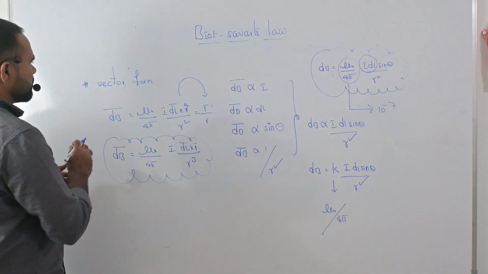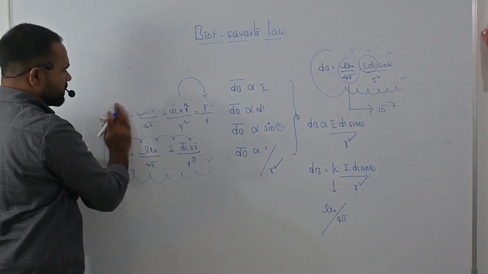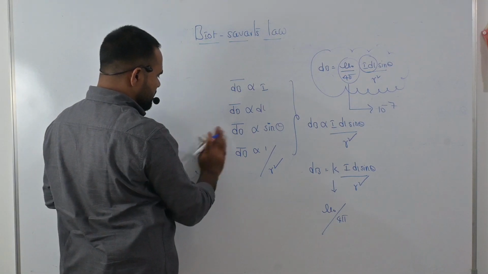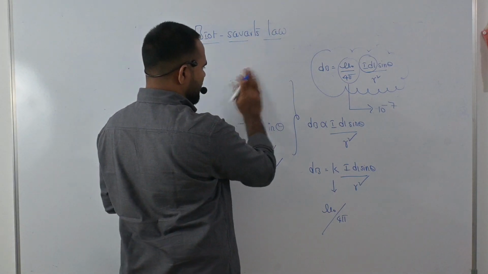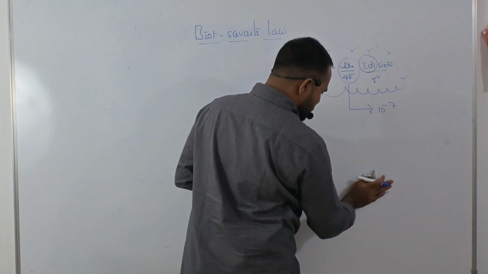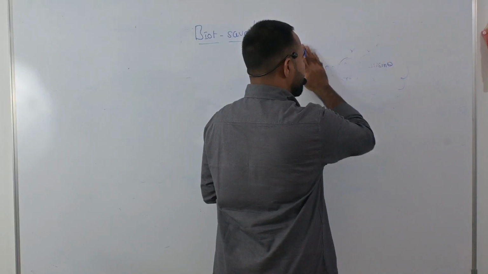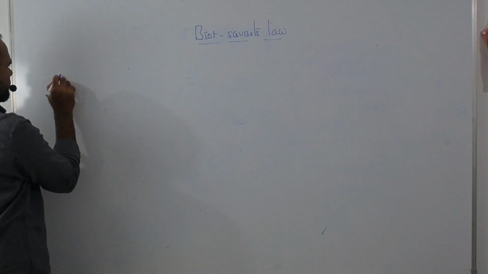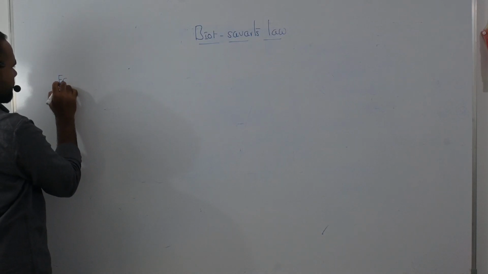So for example, I will take one simple example. By using this Biot-Savart law, we can find the strength of the magnetic field at different points. So the first point, the first question, is this example.